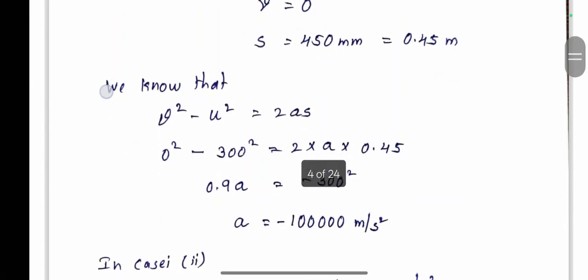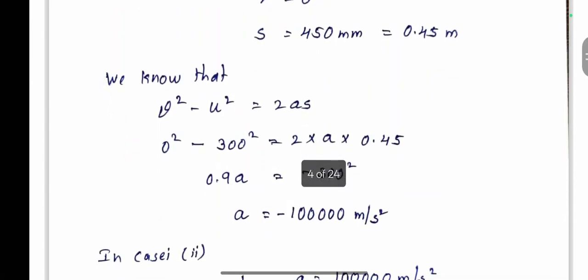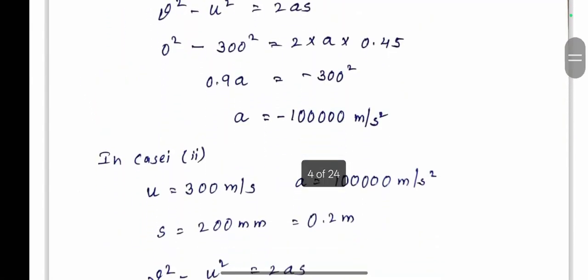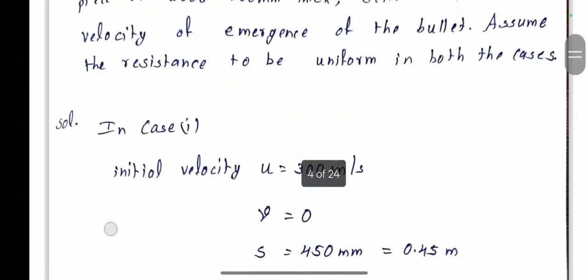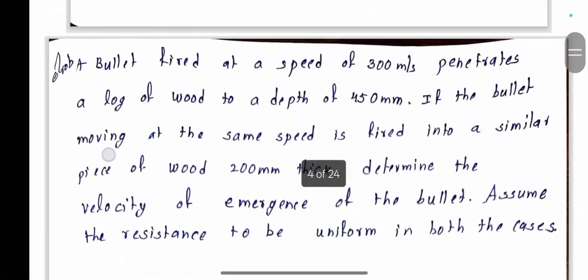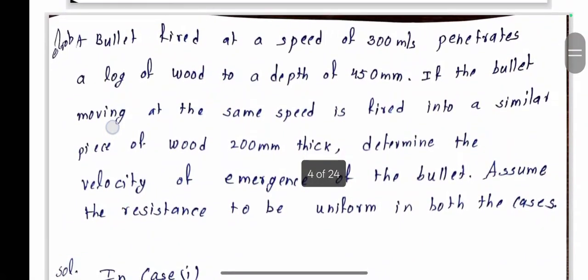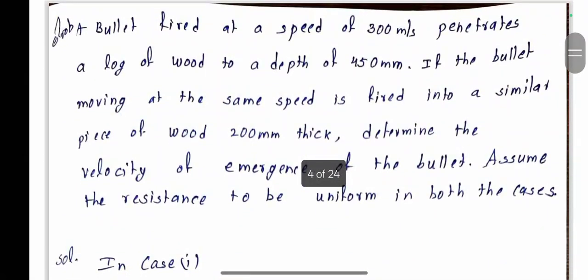So we know the formula is v square minus u square is equal to 2as. We substitute 0 square minus 300 square is equal to 2 into a into 0.45, which becomes 0.9a is equal to minus 300 square, so acceleration is equal to minus 1 lakh meters per second square. Here minus indicates the velocity is decreasing, which is coming to a stop.